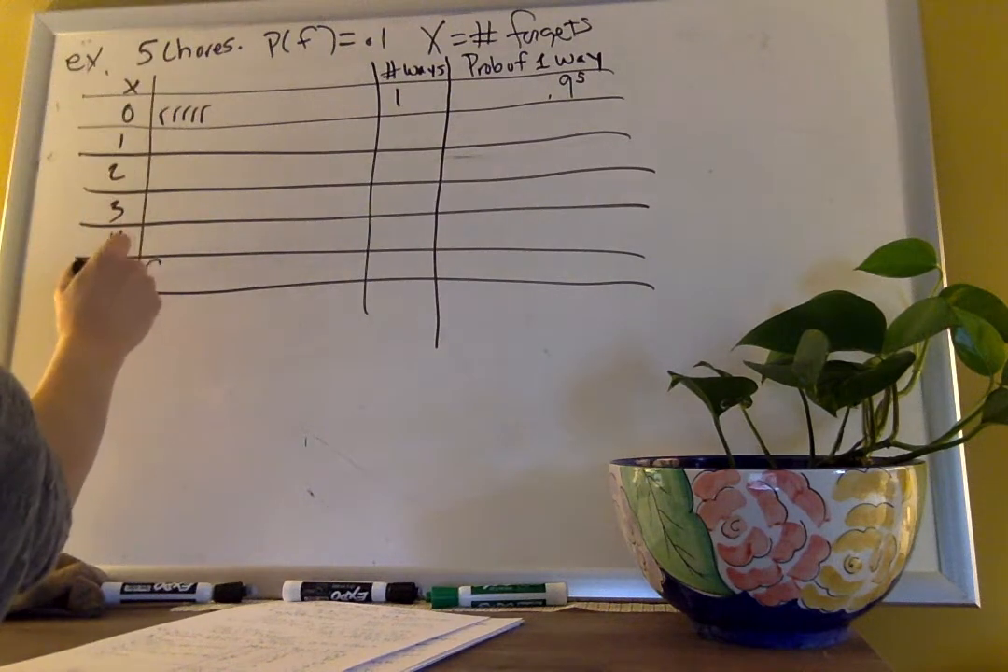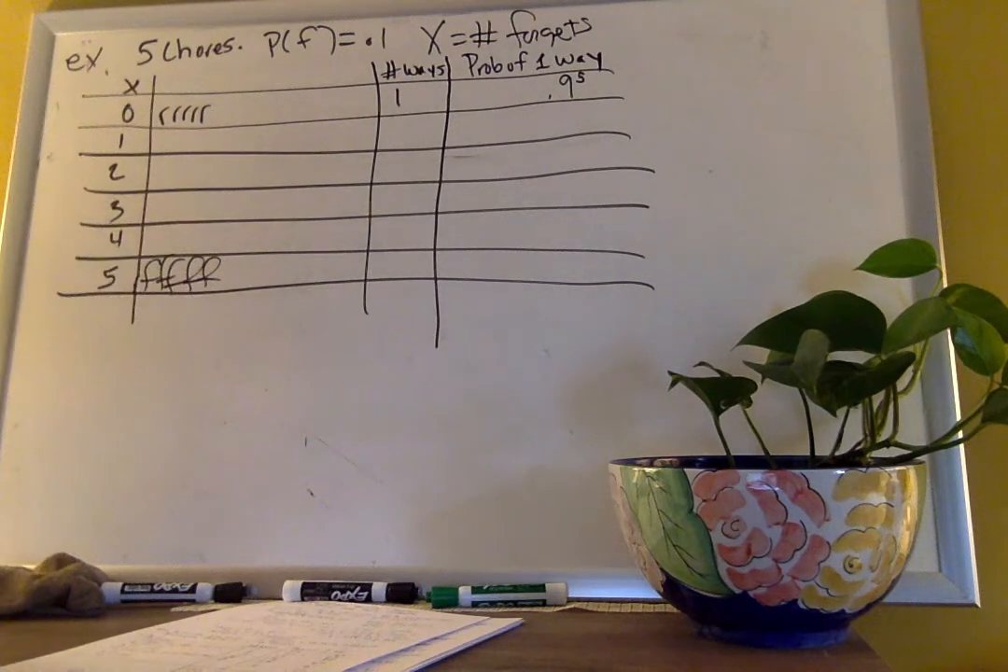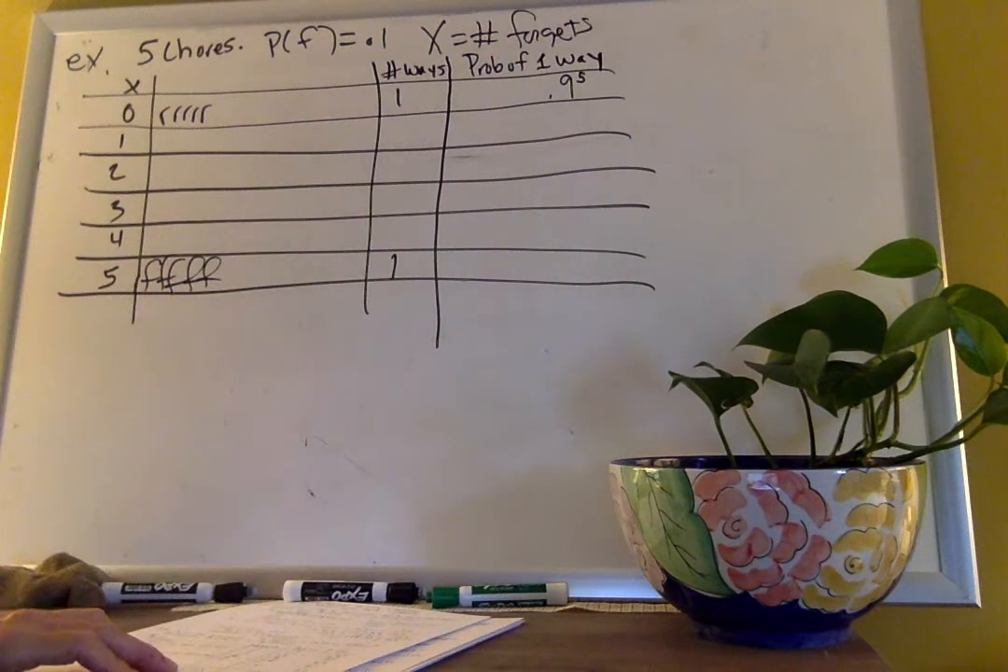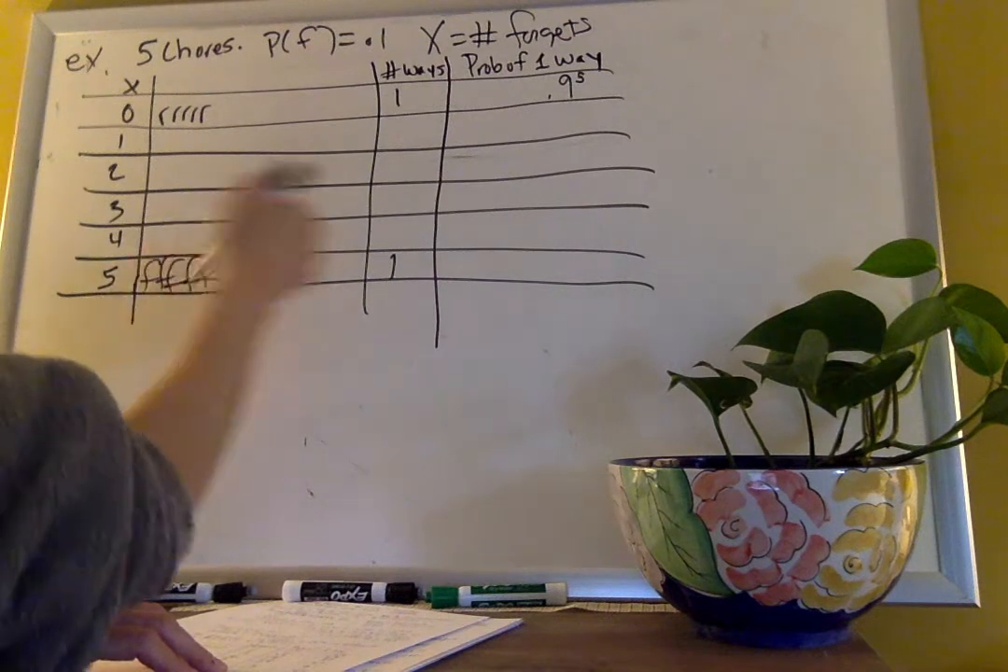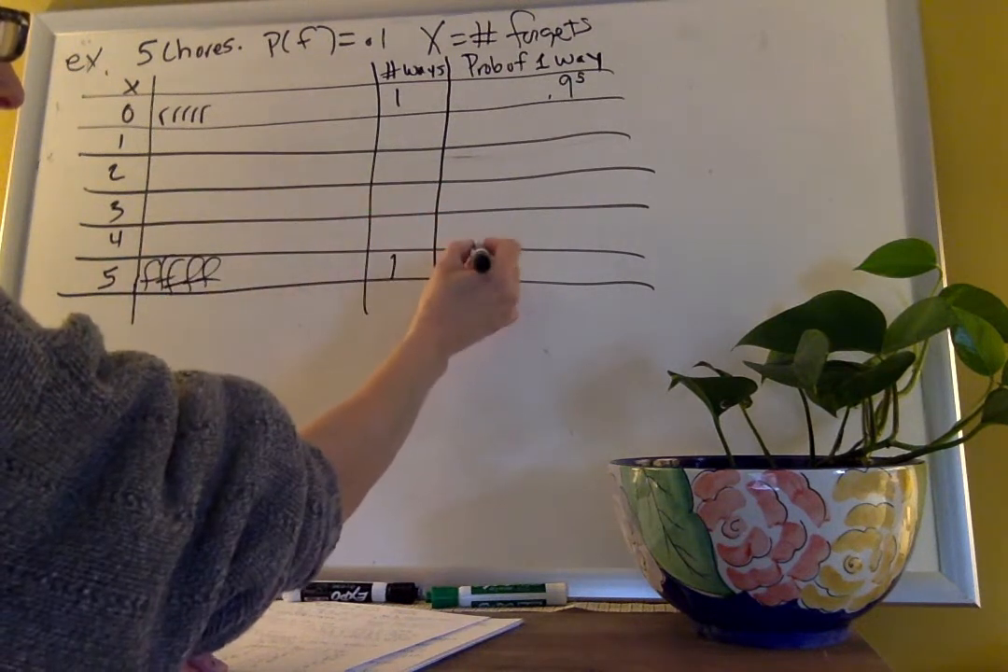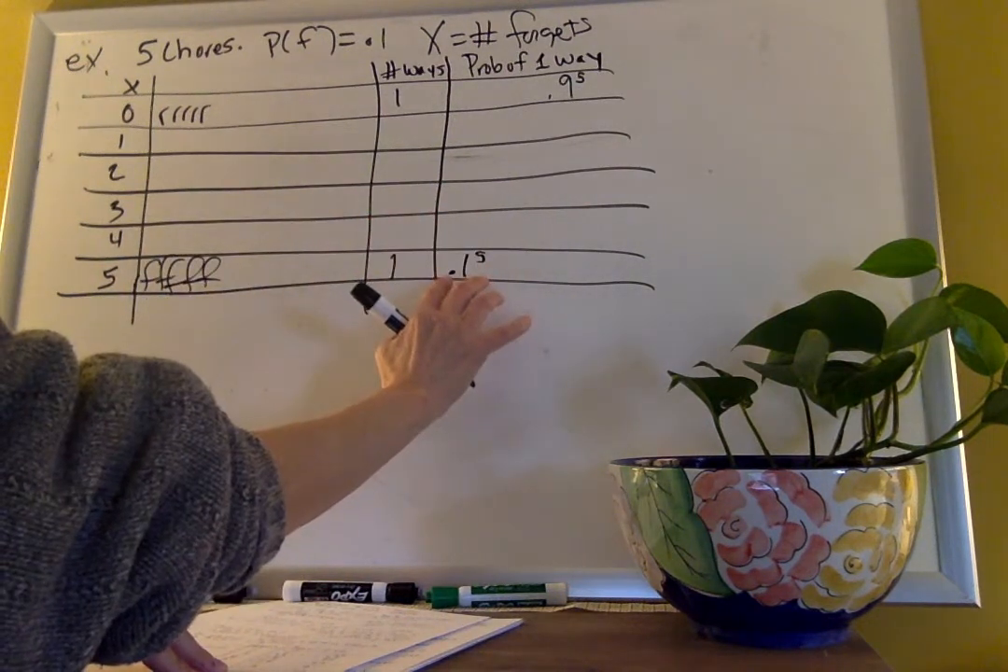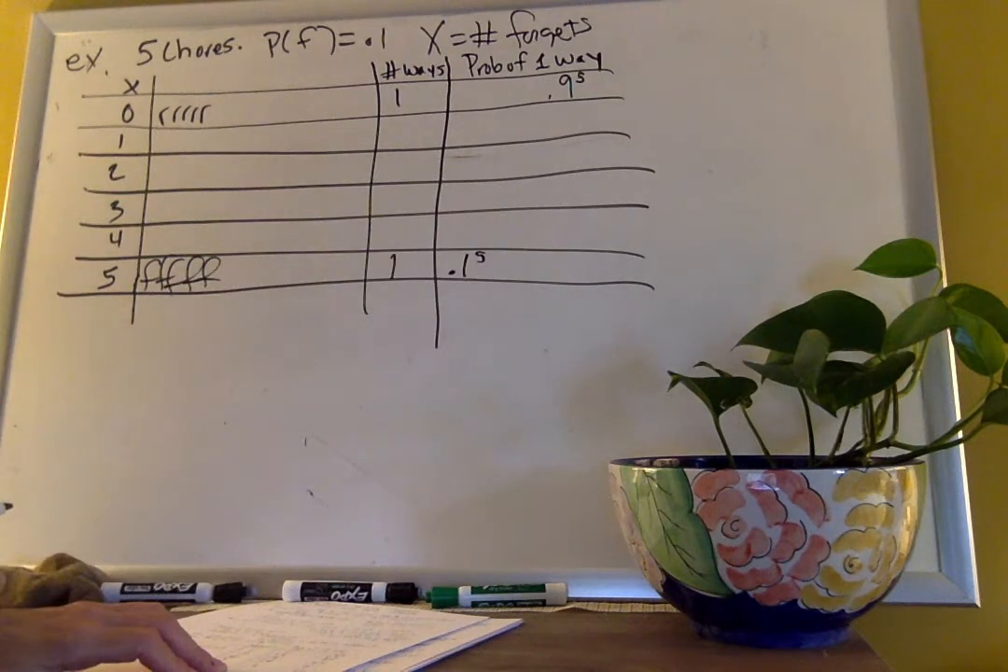5 forgets. F, F, F, F, F, right? There's only one way to do that. 0.1 times 0.1 times 0.1 times 0.1 times 0.1. Now on this one, I'm going to write it more on the left side of that space. You'll see why in a minute because I'm trying to develop a pattern.